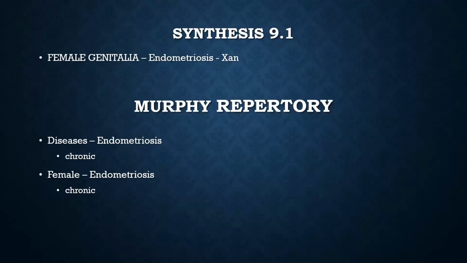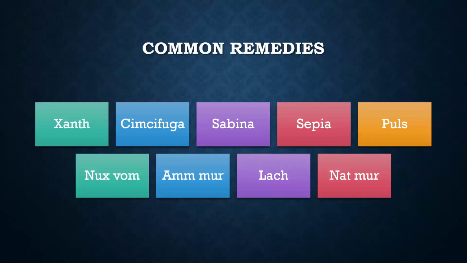In Murphy's repertory, if you go, we have a disease chapter in which you can find endometriosis chronic, and then you have a female chapter, endometriosis chronic. The remedies which are given in both of these separate rubrics are one and the same. Now, going into the common remedies which we can think of is xanthoxylum, the most important one. I will not be dealing with many remedies in this because it's been already told in the last session.